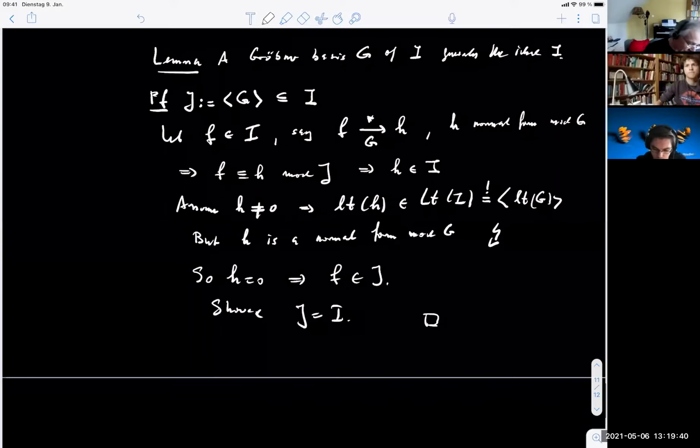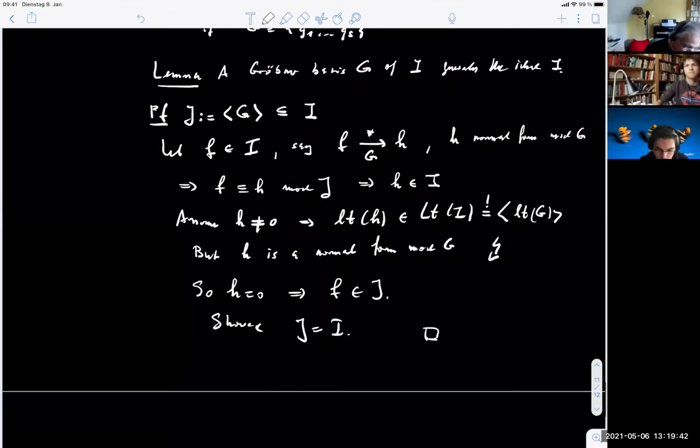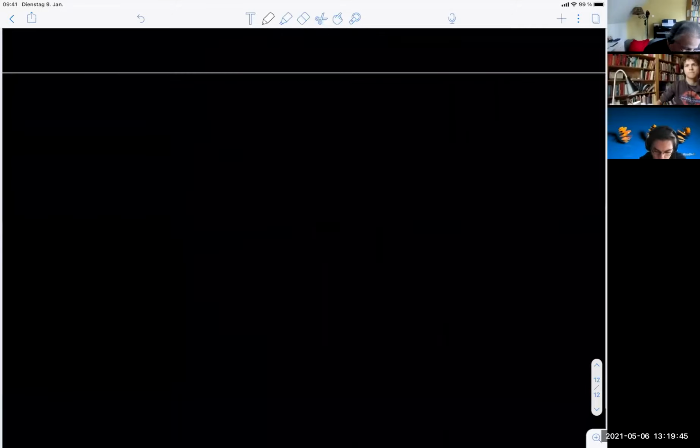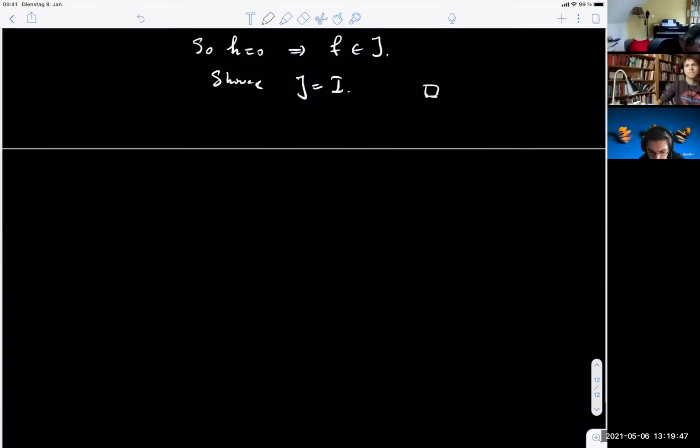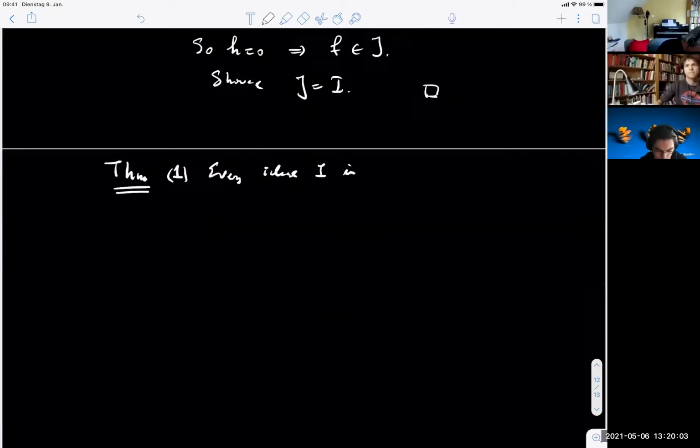Okay, so this maybe was not so exciting, but the next result, I think this will be exciting now. My last board theorem. I think this is a really nice theorem. So first of all, every ideal, let's say I in the polynomial ring, maybe let's write explicitly, has a Gröbner basis.